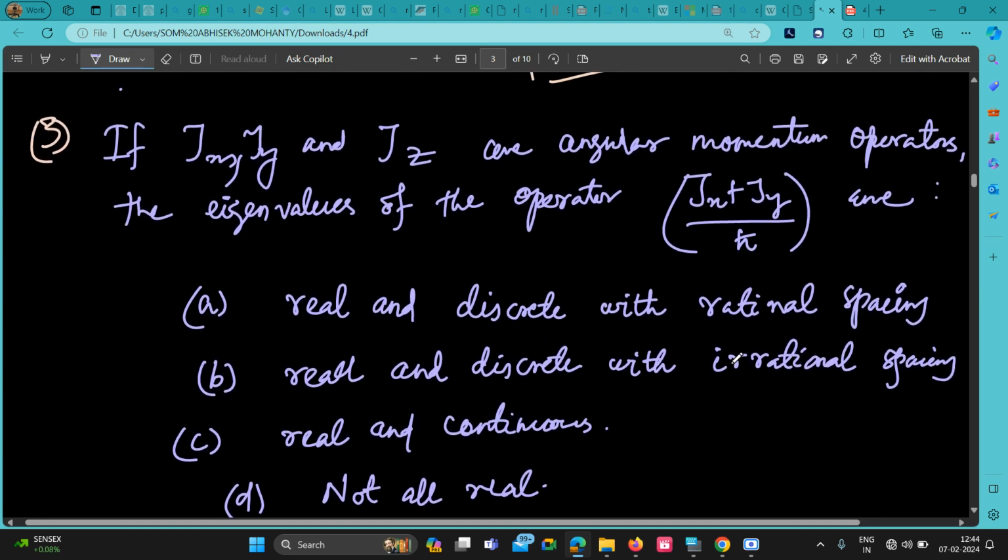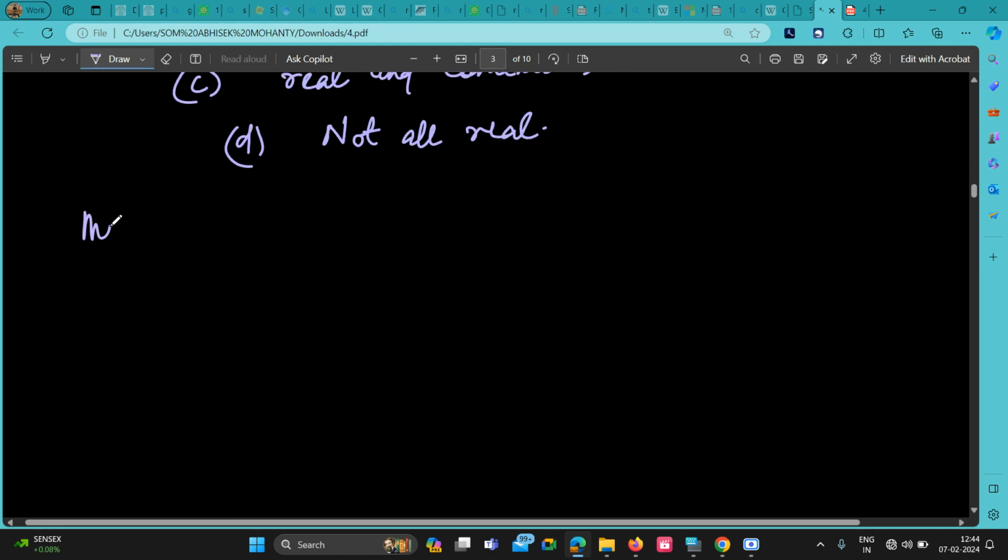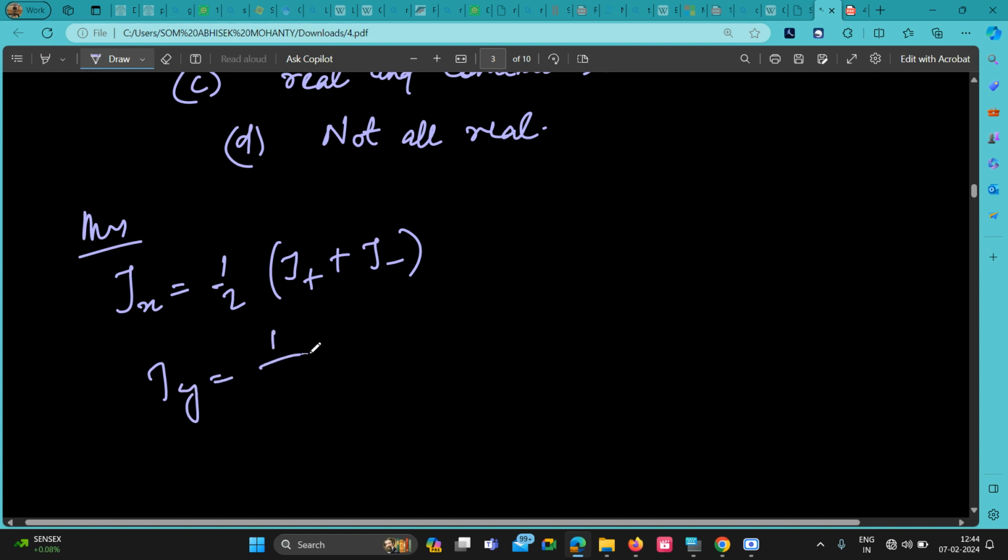See, Jx, Jy, Jz are angular momentum operators. We know Jx is equal to half (J plus plus J minus). But Jy is 1 by 2i (J plus minus J minus). Isn't that right? Yes. So we can also write Jx as what?